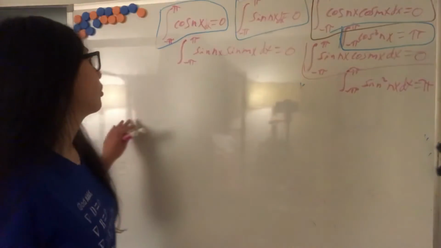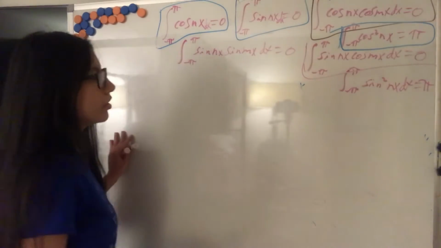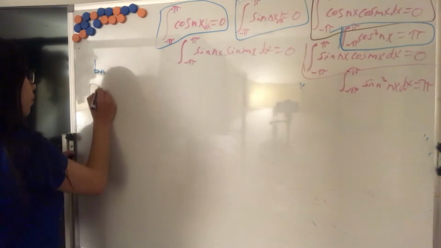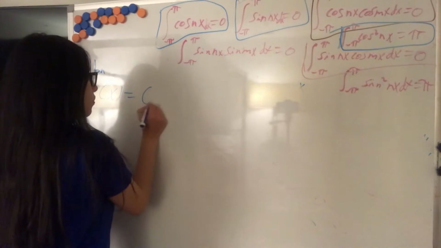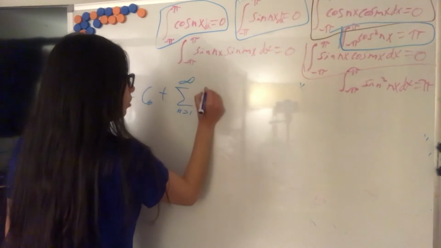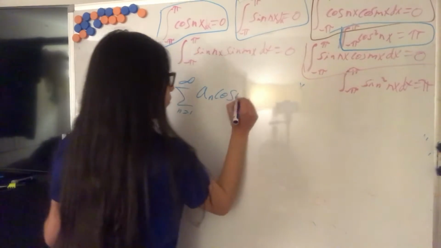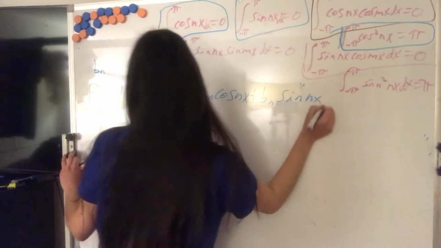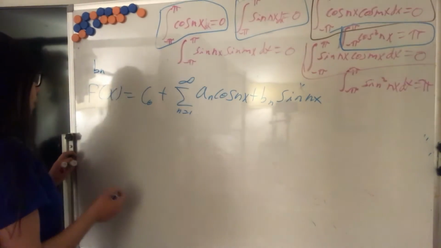Now lastly we will calculate the coefficients b sub n of the Fourier series. Remember we have f of x equals c naught plus the summation from n equals 1 to infinity of a sub n cosine of nx plus b sub n sine of nx. So now we will multiply everything by sine of nx.